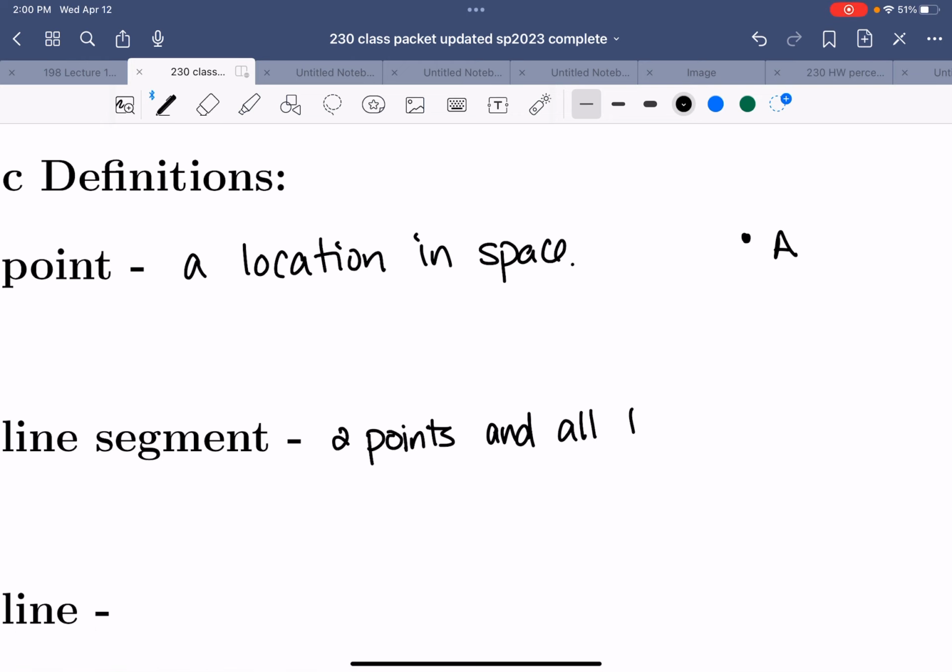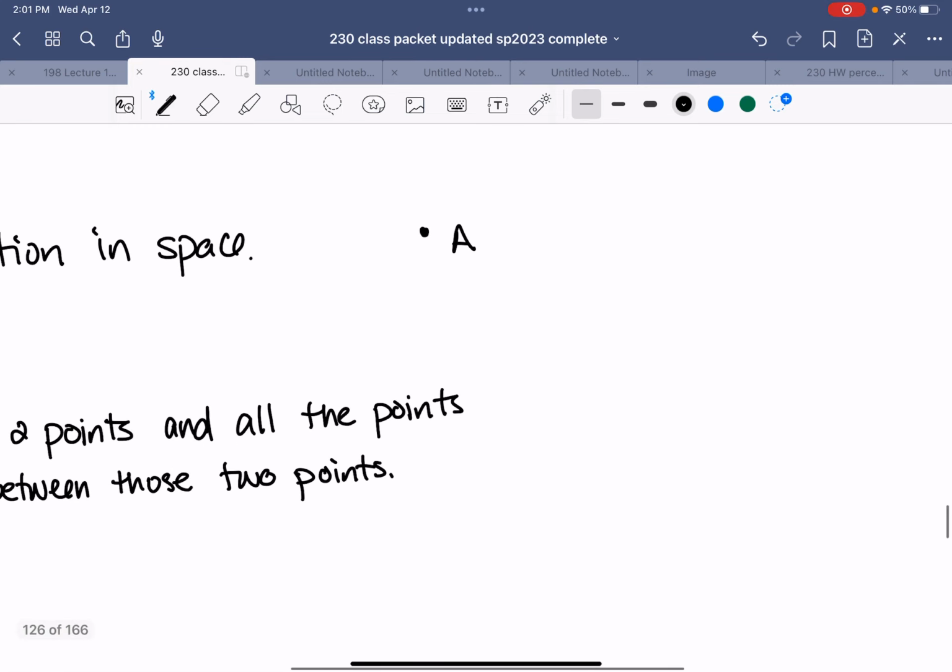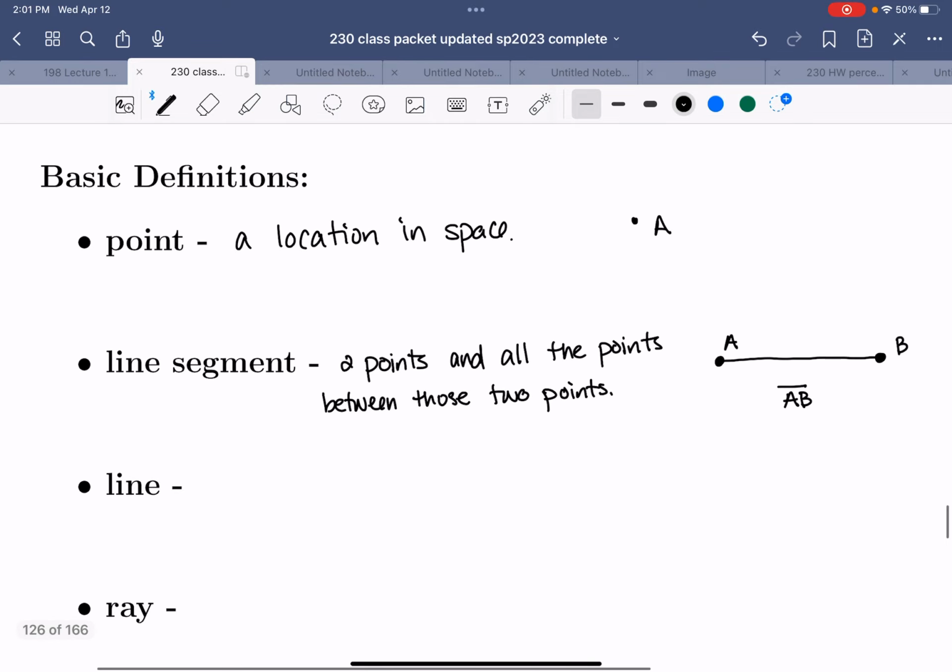A line segment consists of 2 points and all the points between those 2 points. A lot of people like to talk about things being straight, but really we just need a point A, a point B, and all of the points directly between them. Okay, and so this is line segment AB. Let me do that correctly. This is line segment AB with a little line above it. Okay, so that would be a line segment.